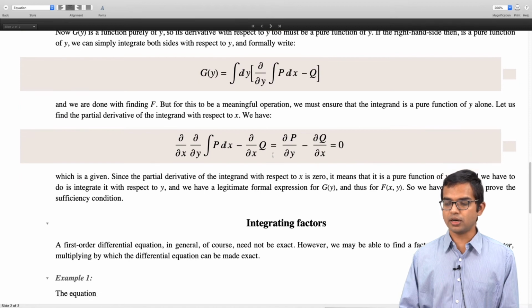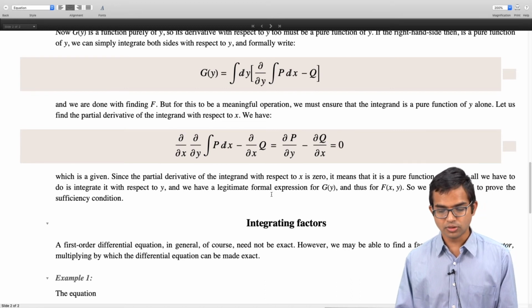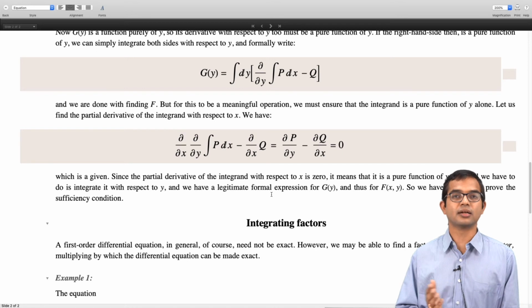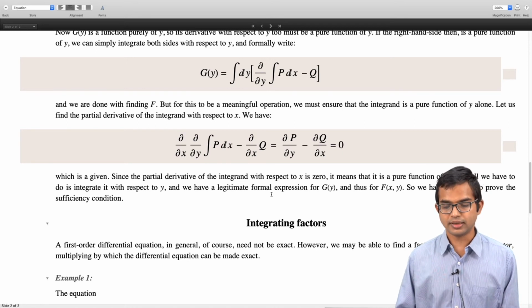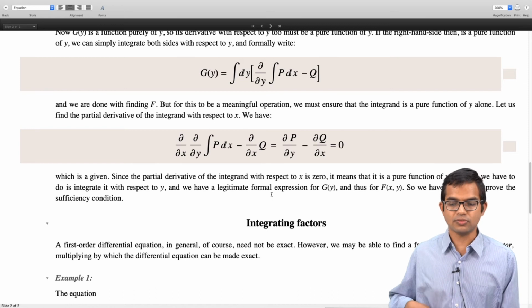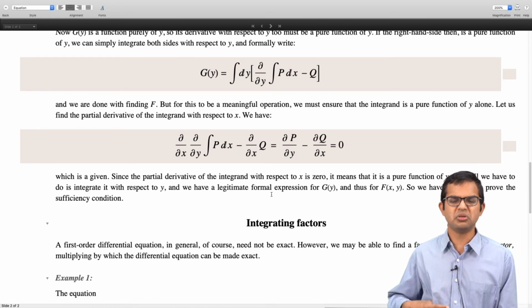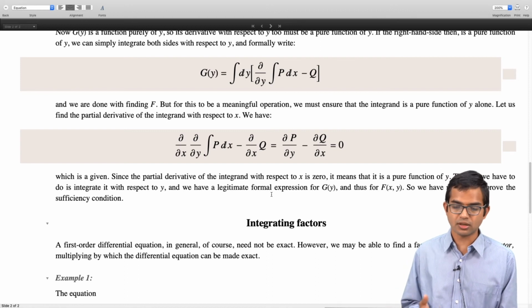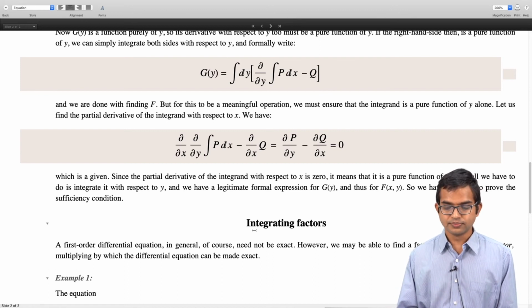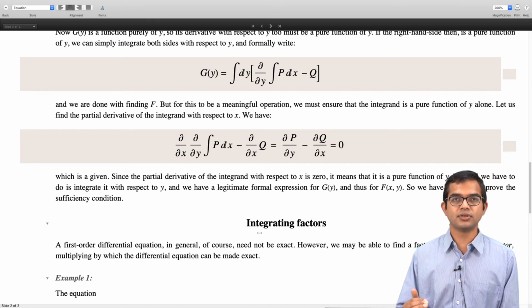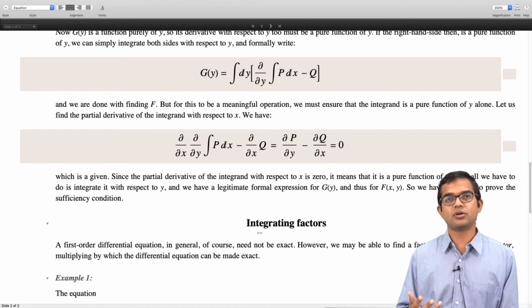So a quick word about what we were doing for the first order linear differential equation: we were actually finding something called an integrating factor. Not all differential equations are going to be exact, so you have to verify if it's exact or not, by checking whether ∂p/∂y is equal to ∂q/∂x. In fact, the vast majority of differential equations you might encounter will not be exact. But what we showed for first order linear differential equations is that there is a prescription by which you can multiply throughout, and then the differential equation becomes exact, right?